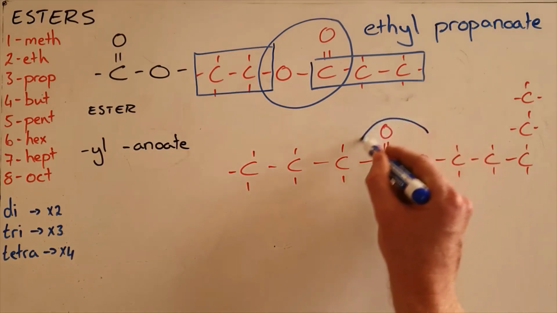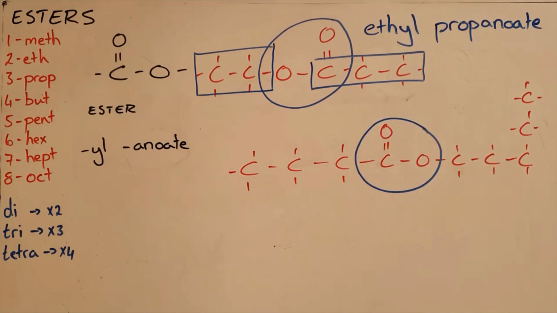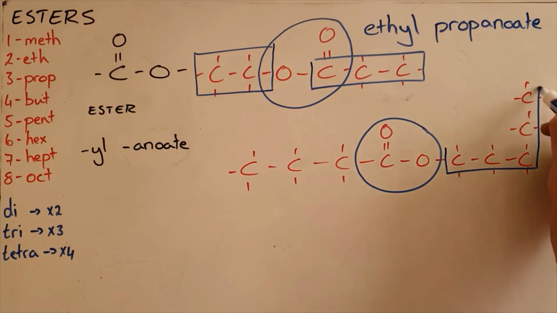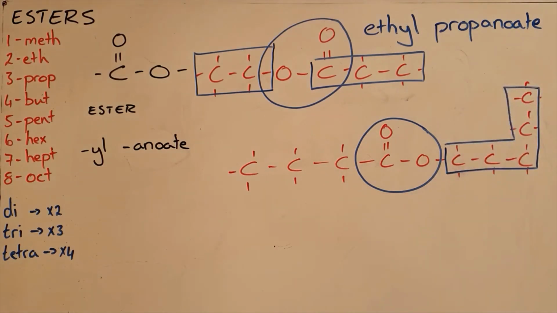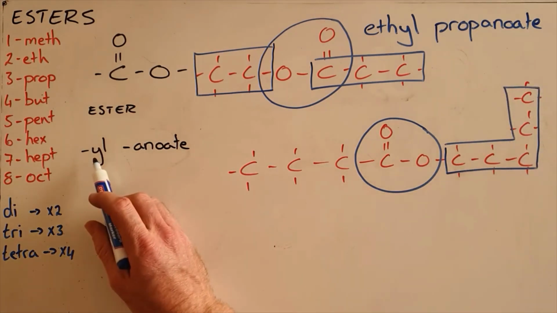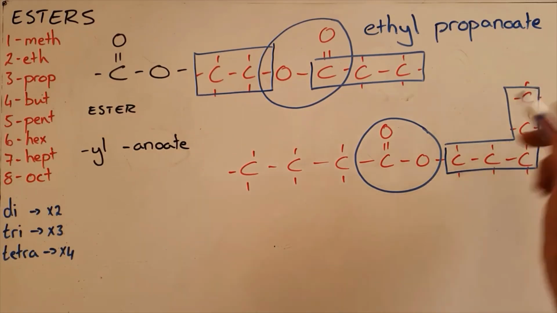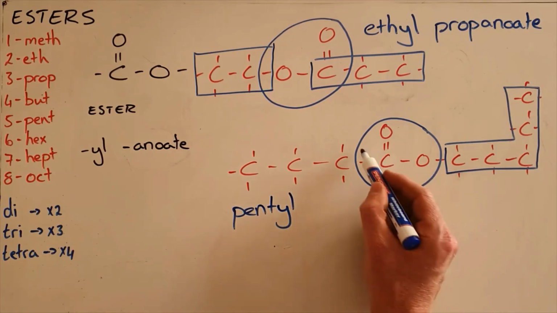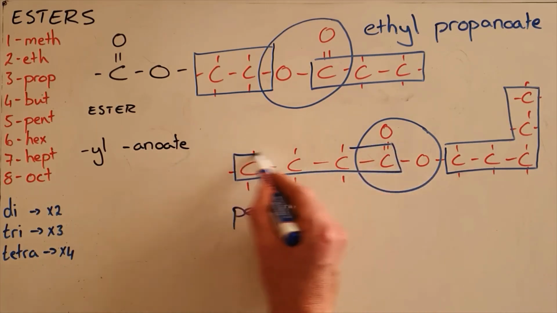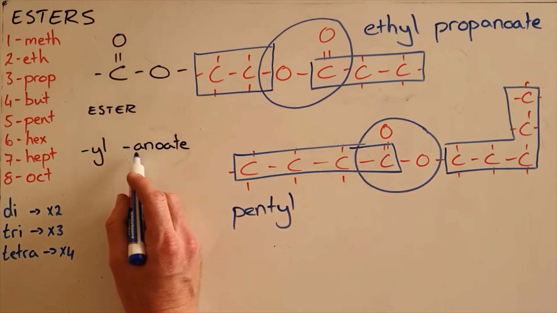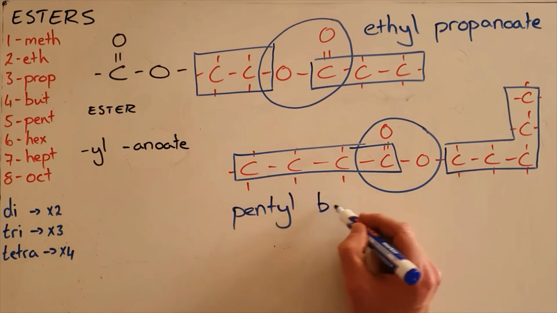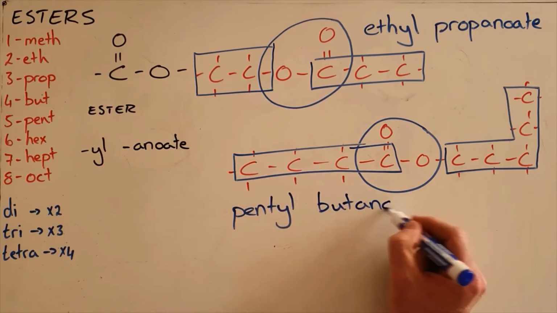We first identify the ester functional group, and then we identify the part of that functional group that is attached by a single bond to the oxygen. In this case, we can see that that is a 5-carbon chain, which means that the part that gets the suffix yl is meth, eth, prop, but, pent. So we would call this pentyl. And then the part of this compound that is attached to the double bonded oxygen is always the main part, and that gets the suffix anoate, meth, eth, prop, but. So this would then be correctly called pentyl butanoate.